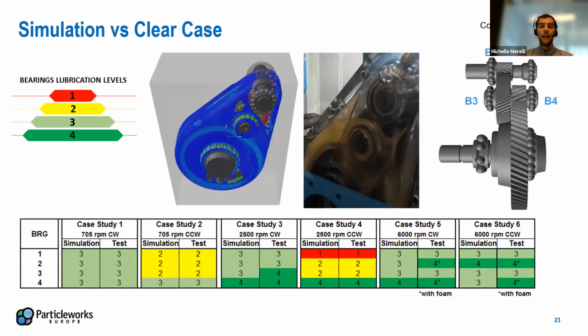So in more detail, what was done here was, for every load case, to compare the lubrication level as observed by the simulation and also the clear case. And we could see that there was a good correlation of the bearings lubrication levels. As shown here, we had 4 degrees of lubrication assigned to the different bearings, B1, B2, B3, and B4. And we could see very strong correlations between the simulation and experimental results.